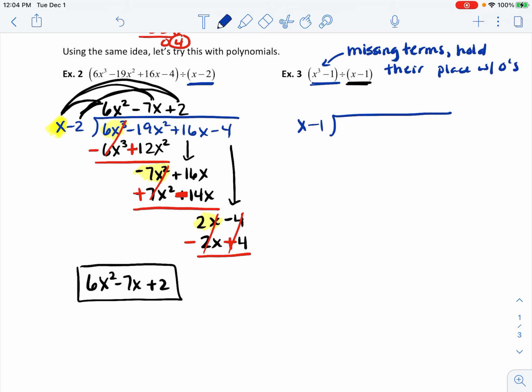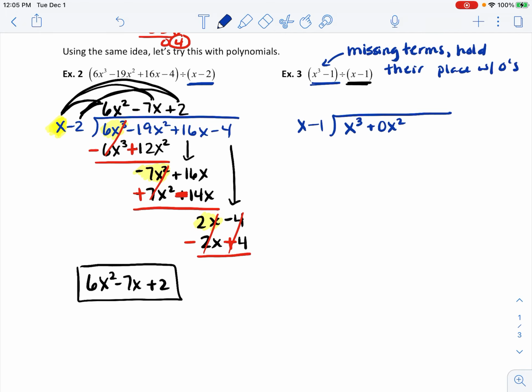That means that if I'm missing an x squared term, I'm going to hold its place with a 0x squared. If I'm missing an x term, I'm going to hold its place with a 0x. And what that does is it lines things up really nicely so you can add them up as you're going down. You don't have to do it, but it sure gets kind of confusing if you don't. So look, my first term is an x cubed, right? I'm missing the x squared term, so I'm going to hold its place with a 0x squared.